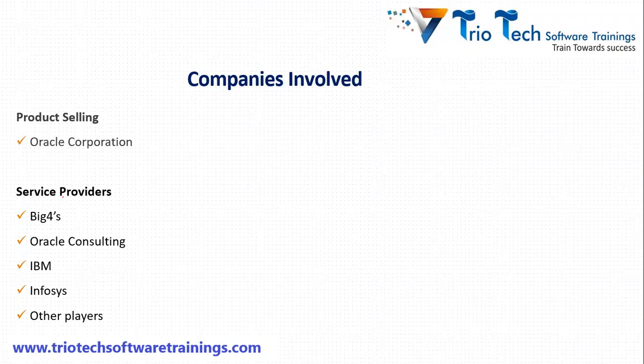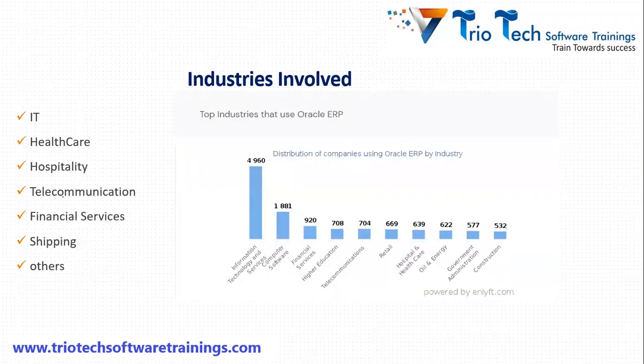Okay, these are all the industries basically globally. Right now, if you see, Oracle ERP is being used by multiple players in multiple industries: IT, healthcare, hospitality, telecommunication. Oracle ERP users are spread across all these industries. As I mentioned, Oracle applications is a leader in the market for ERP products, ERP software. So you will find Oracle software being used almost everywhere.